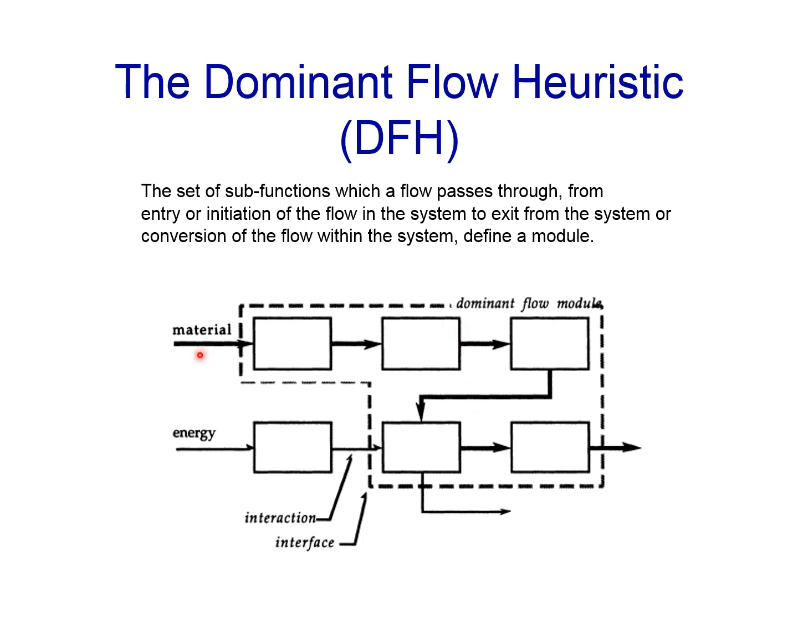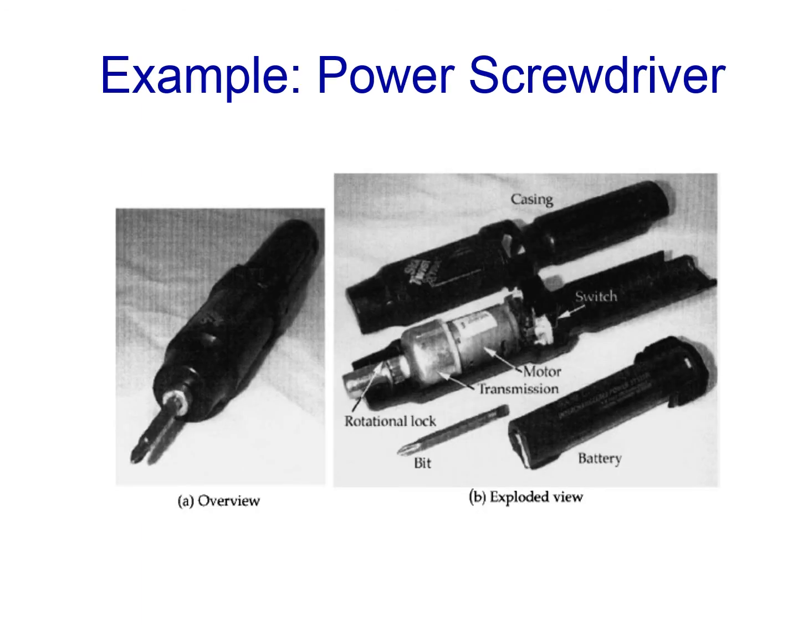In this example here, you see that this material entered the system or entered the block diagram, the function diagram, and it includes these subfunctions: this, then this, then this, then that, then this, and then it leaves the function diagram. So from entry until it leaves, this will constitute a module. That's the dominant flow heuristic. Let's look at an example. Let's apply the dominant flow heuristic on this example.